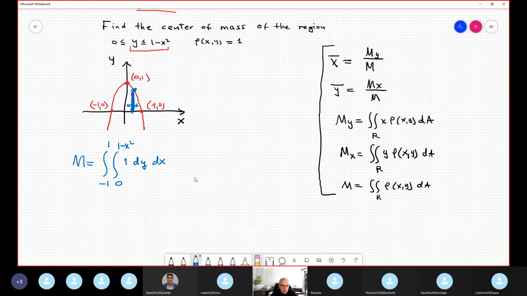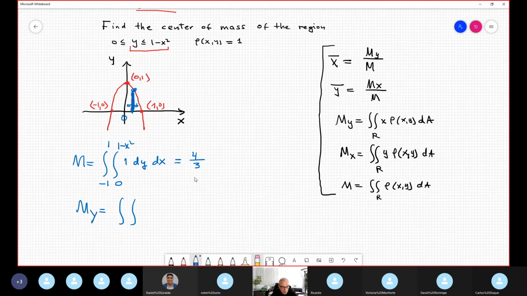Or you take advantage of the symmetry and integrate from 0 to 1 and multiply by 2. In this case I prefer doing it that way because the integrand function is 1, which is an even function. But when it's not even, then no multiplication by 2. Okay, you compute this, and the answer is 4/3. And this is the mass. I don't know if this is kilograms, pounds, I don't know. I'm going to find Mx or My, it doesn't matter.